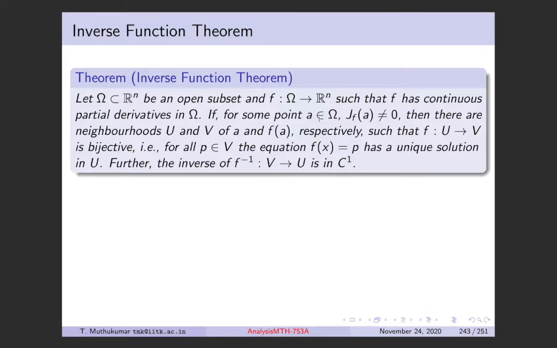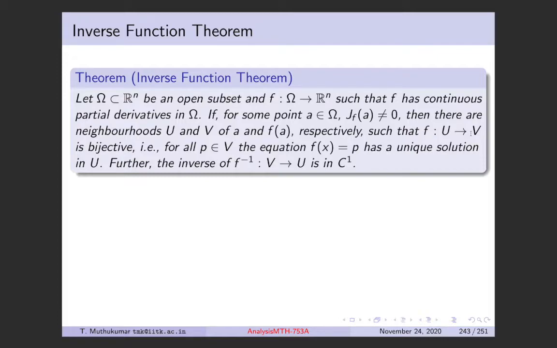Now, if at some point A in the domain, the determinant of the Jacobian matrix is non-zero at A, then there are neighborhoods U around A and V around its image f of A on which the function is a bijection. That is, for any p in V, you have a unique x which solves this equation. So you actually solve this equation for all p in V, right?